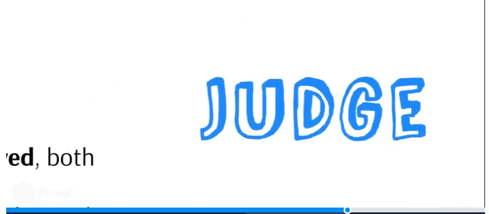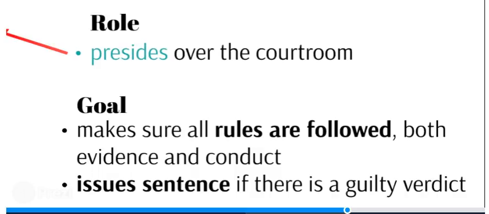All right, judges next. This should be a relatively simple role and goal. Their job is to preside over the courtroom. So typically when someone is introduced in court, they'll say the Honorable Judge so-and-so presiding. Basically, you watch over the courtroom, and the goal is to make sure all the rules are followed. You cannot come up in the courtroom sagging with your little hat on, looking real cool. You cannot do that. You need to dress appropriately for court in business casual attire.